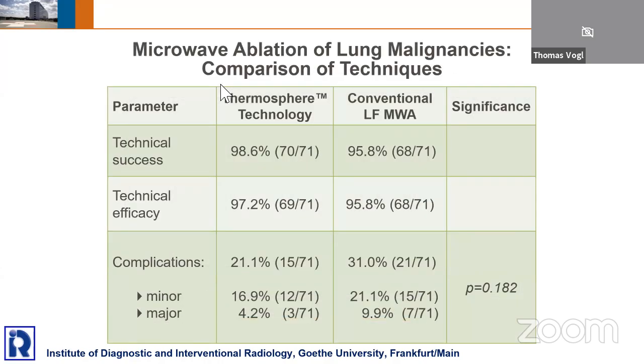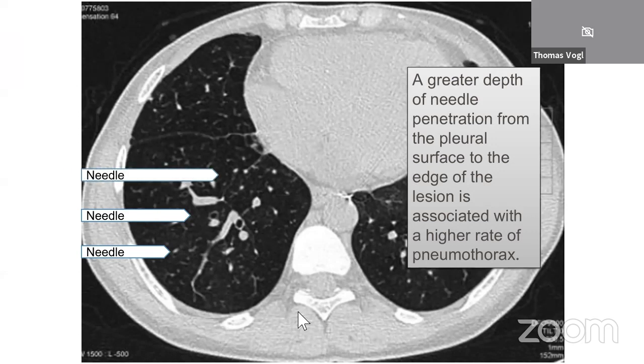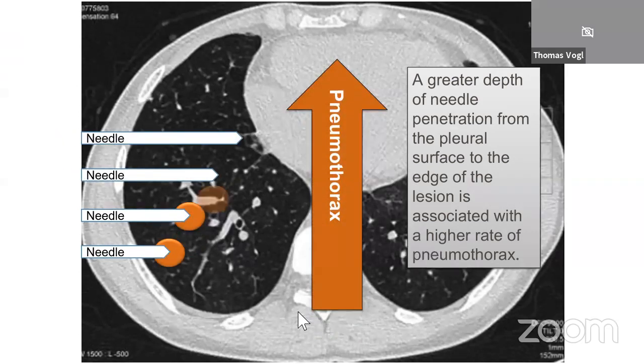If you compare that series in our Frankfurt series, since we have thermosphere technology, the complications are lower, especially the major ones, which might be a long-term tube. So we had the feeling that it's better controlled. At the end, I want to give you some data where we analyzed our complications, and we found some things which are very clear, but I will show you one thing I was not aware of.